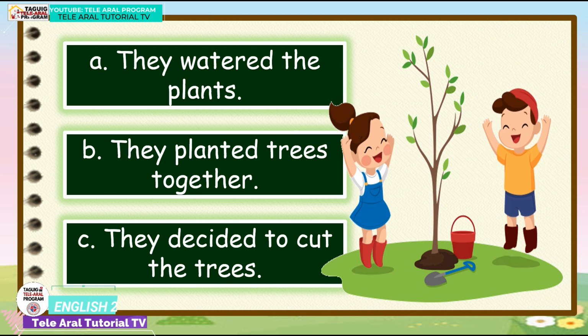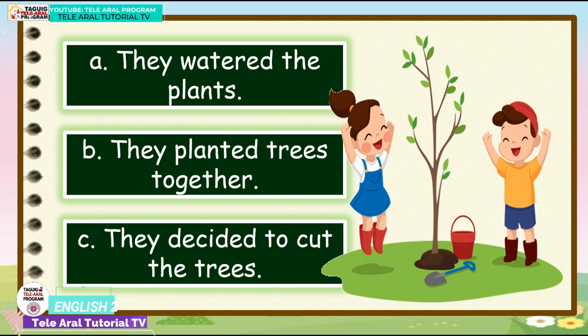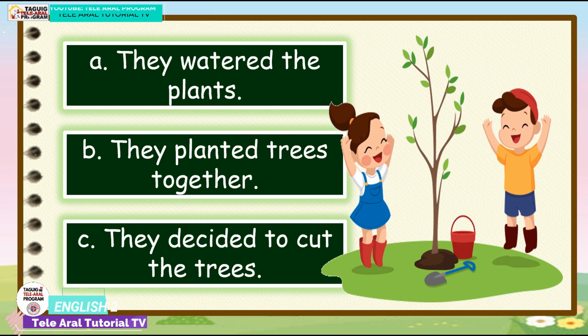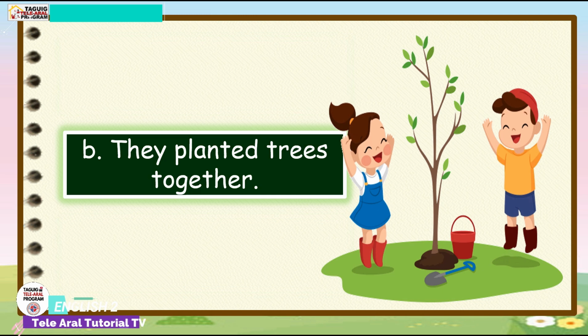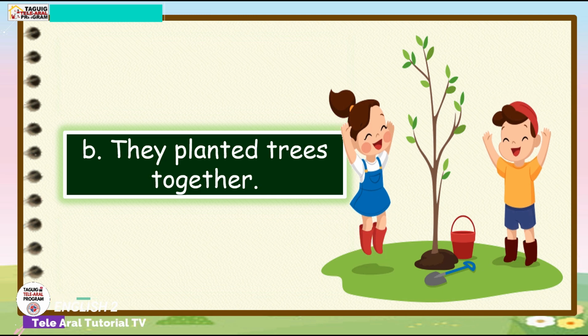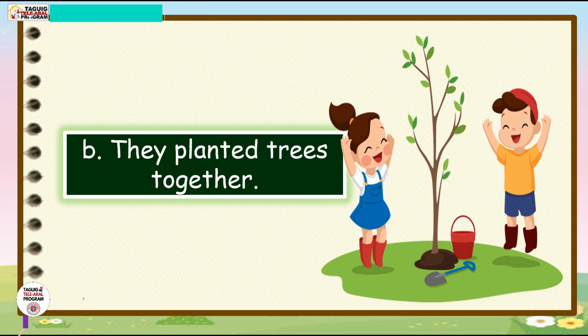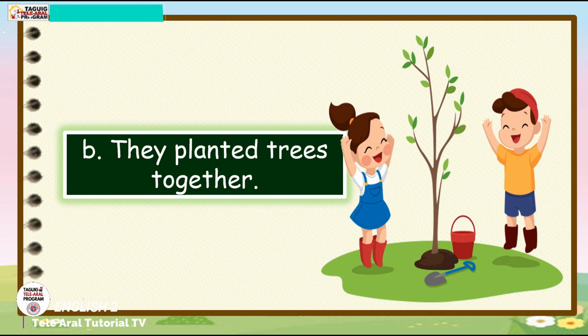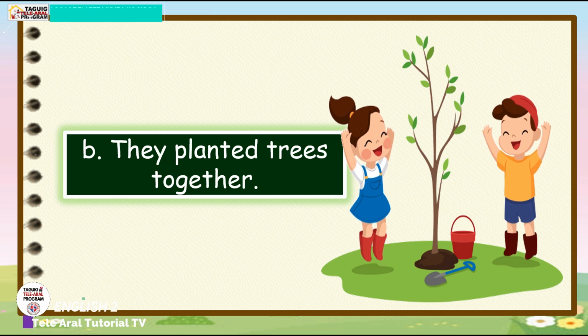And what do they do to a pot with a tree? A. They watered the plants. B. They planted trees together. Or letter C. They decided to cut the trees. Nice! Letter B is the correct answer. They planted trees together, and that is the reason why they were so happy, because they knew that trees are important to everyone. Can you plant a tree also? Yes! Fantastic! Great job, children! You did a wonderful performance in our first activity.